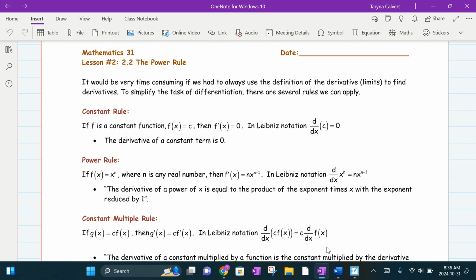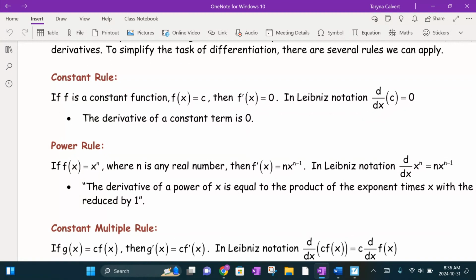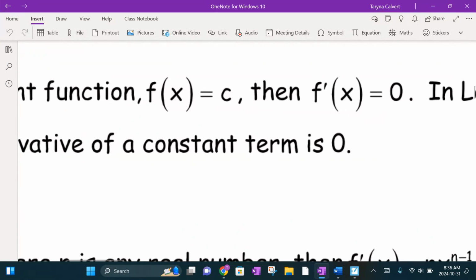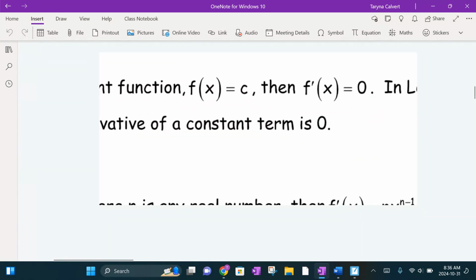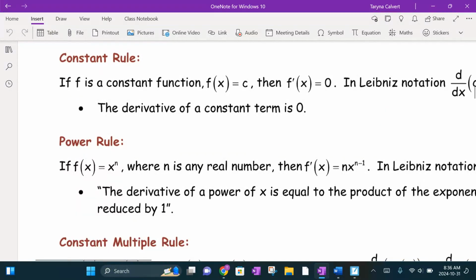Okay, so let's go through first of all and just do the constant rule first. So if we have a function, okay, so I'm just going to break what this is actually saying. So f is a constant function, so if f of x equals c, then the derivative of f of x is 0. Does that make sense? Does that all make sense to you?